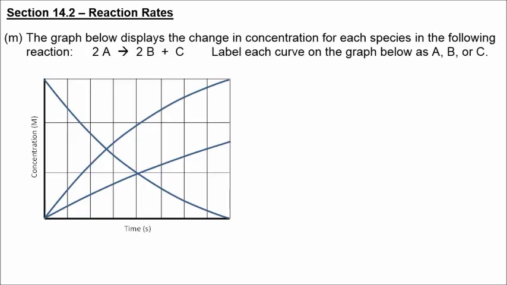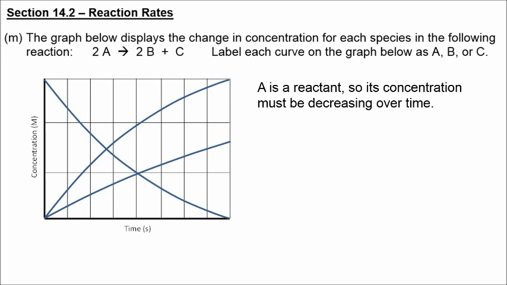So in this graph, we have 2 lines that are increasing over time, and we have 1 line that is decreasing over time. So this is concentration versus time. Well, the only chemical that should be disappearing over time is the reactant, which is A. But then we have 2 different products, B and C, and they are forming at different rates because 2 moles of B are being produced for every 1 mole of C being produced.